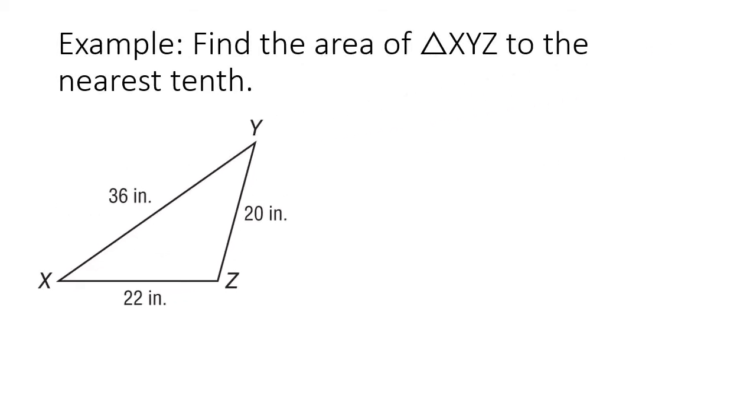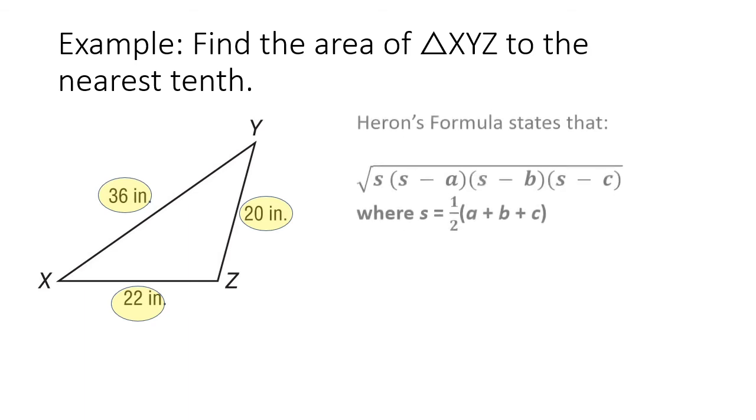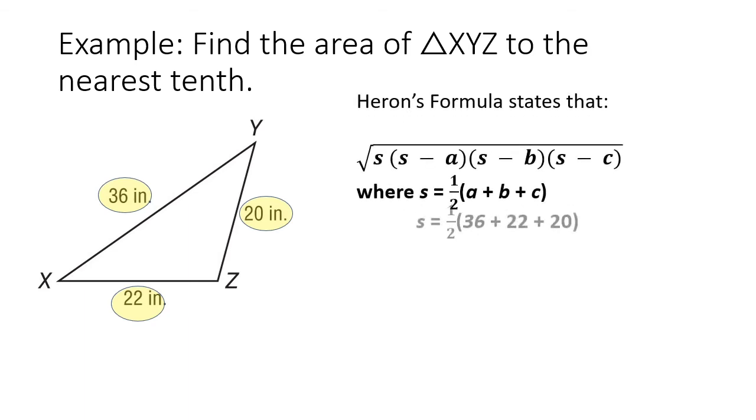So this triangle is called XYZ. You could call it ABC, you can rename it if that makes it any easier for you, but we're just going to use it as XYZ. Here we already have all three sides, so we're going to go ahead and find our magical number first. So our magical number is going to be half of 36 plus 22 plus 20.